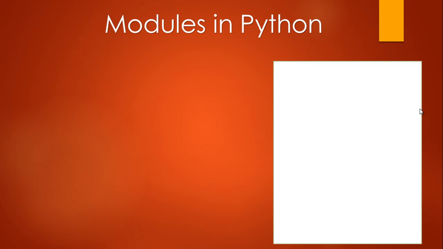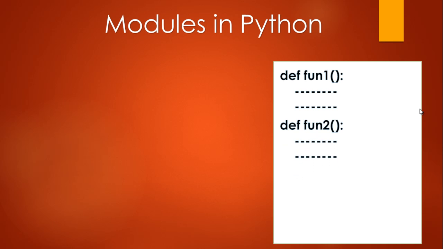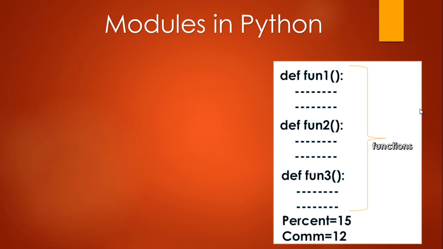Suppose we open a blank file in Python and write a function number 1 in it. Suppose this function is related to some particular task. Then I define another function in it by the name of fun2. After that I define another function by the name of fun3. So in this file I have created three functions. Along with that, in this file I have taken two variables. One is percent, which is equal to 15, and the other is com, which is for commission. I have taken the commission as 12. So these two are taken as the variables.